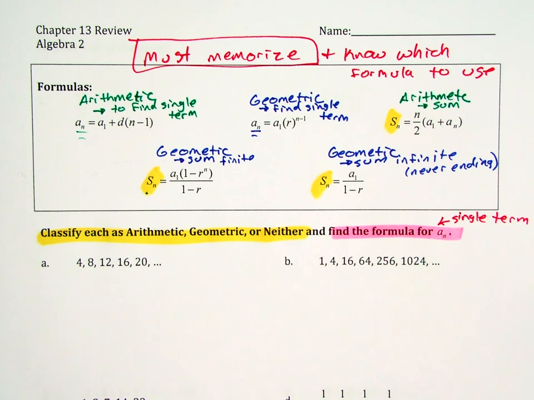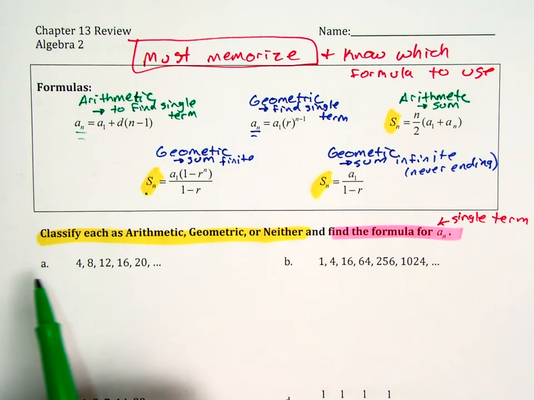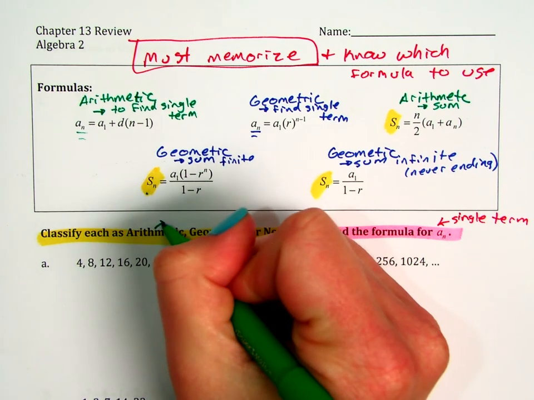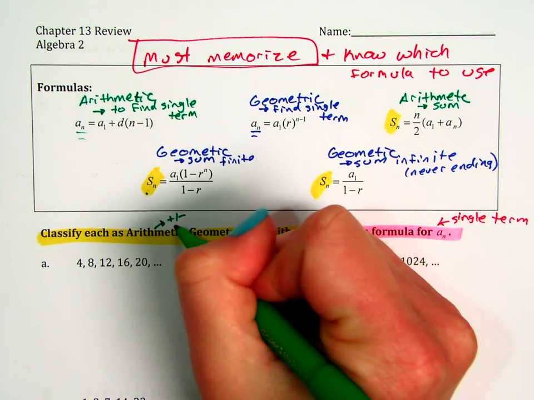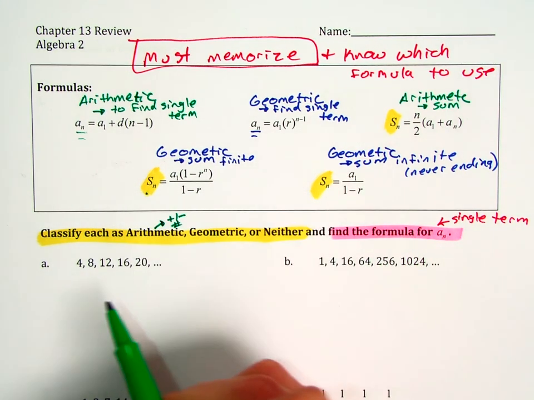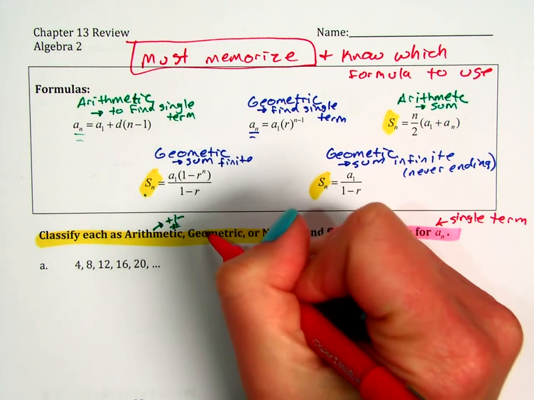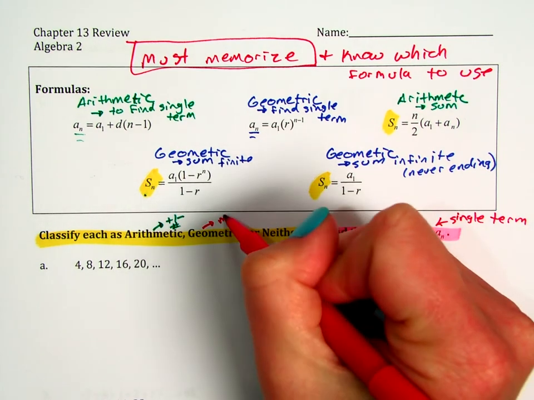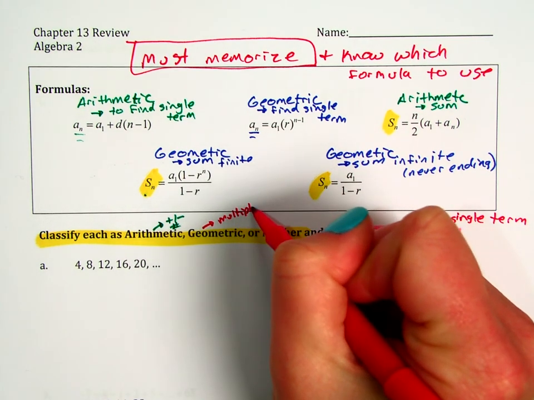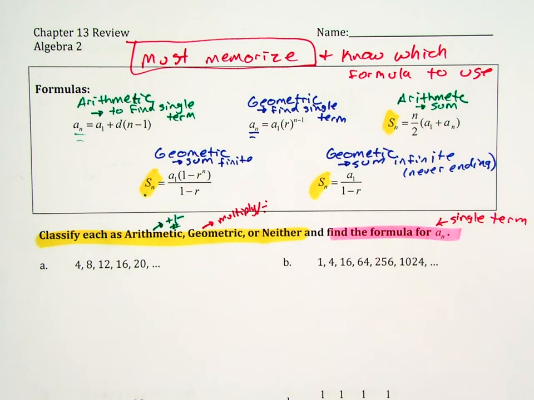Okay, so identifying if it's arithmetic or geometric. Remember, if we're given a list of numbers, arithmetic tells us we're going to have to add or subtract the same number to get to the next term. Geometric is we are going to multiply or divide, right, to get to that next term by the same number every time. And neither obviously means neither one is the case.